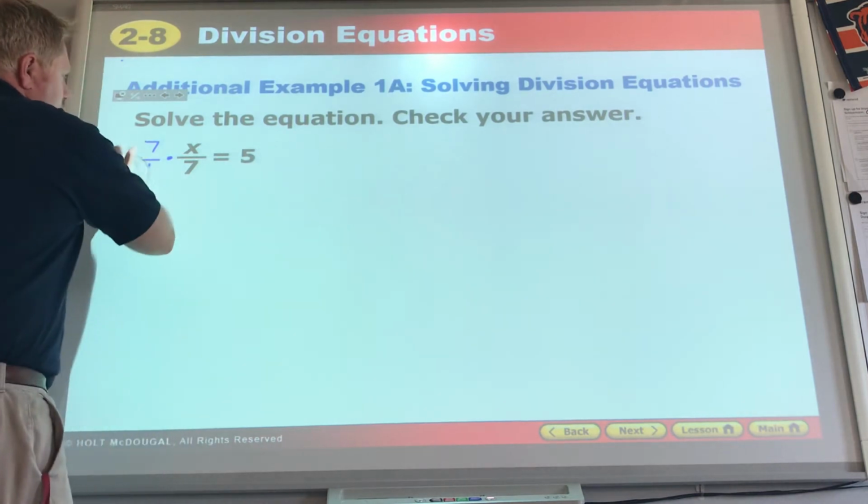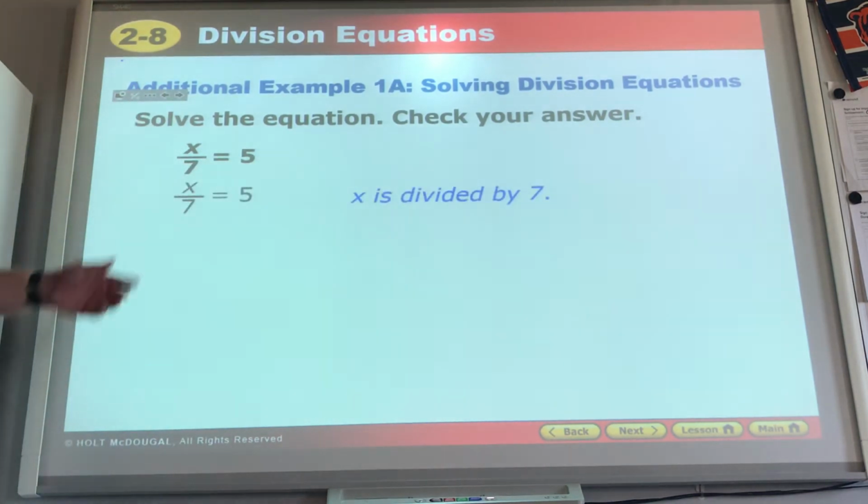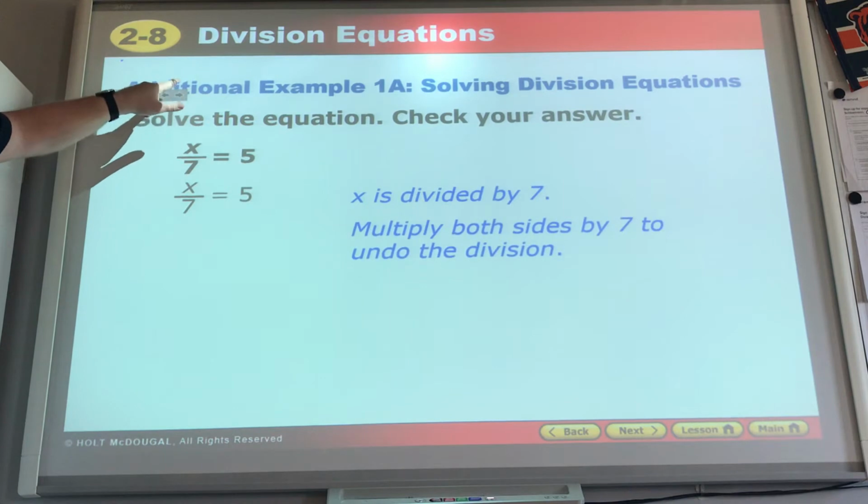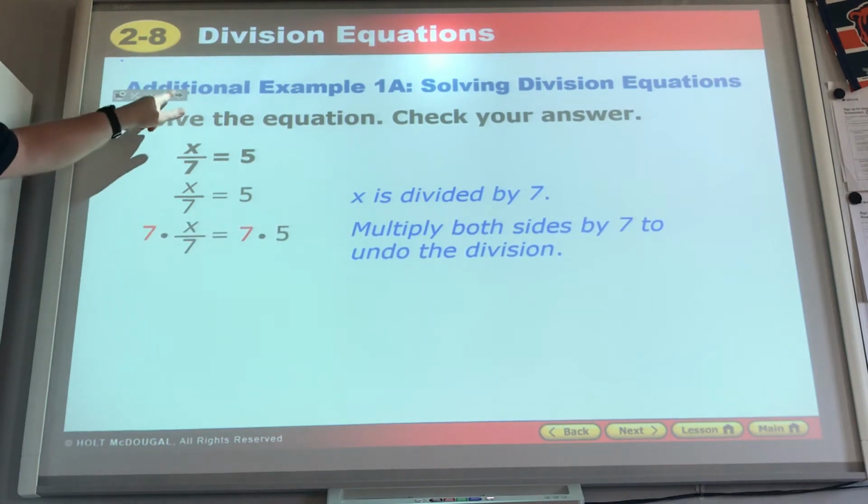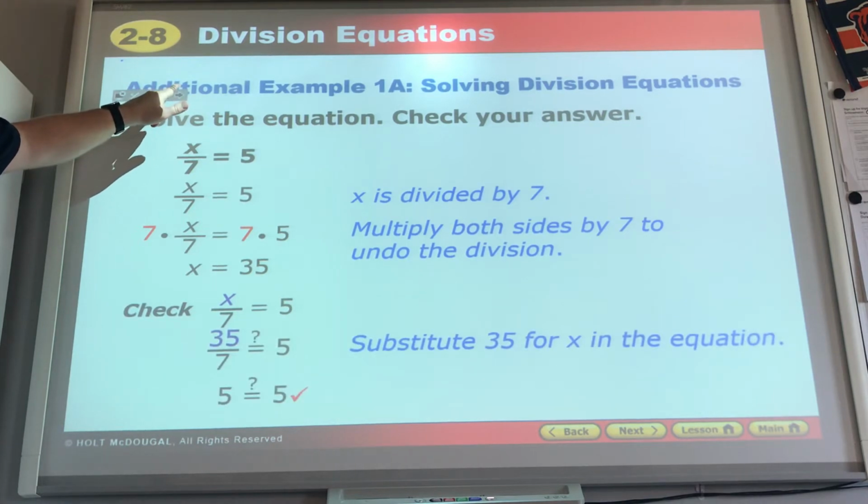Let's make sure we did what the computer likes. Okay, here we go. They multiply by 7 on both sides. X equals 35. They check it out. 35 divided by 7 is 5, and it works.